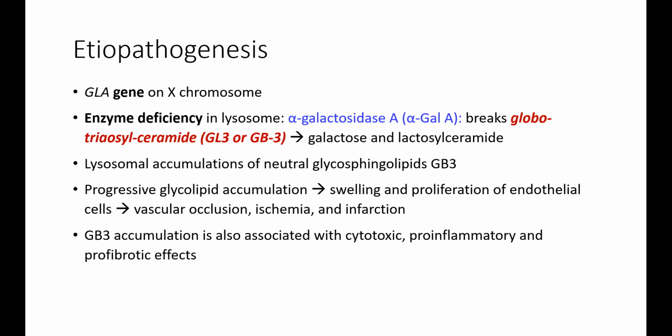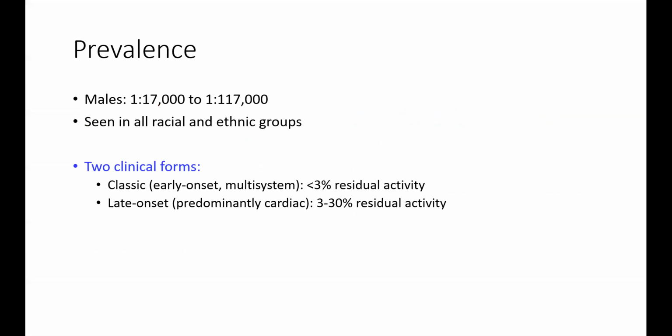Because of this progressive accumulation, there is swelling and proliferation of the endothelial cells, which results in vascular manifestations such as occlusion, ischemia, and infarction in several organs. And this GB3 accumulation is also associated with cytotoxic, pro-inflammatory, and pro-fibrotic effects. The prevalence of Fabry disease is estimated in males to be 1 in 17,000 to 1 in 117,000. And it is a pan-ethnic disorder and seen in all races.